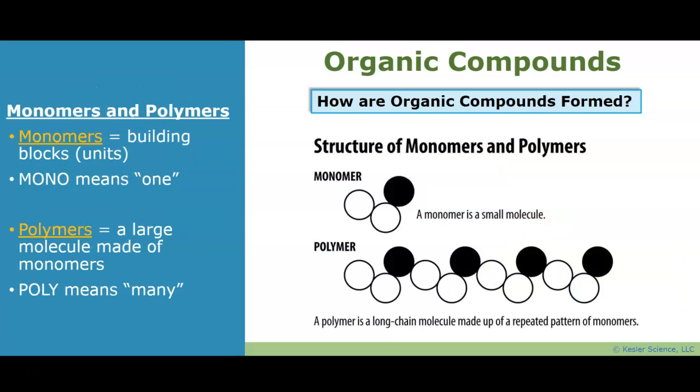Monomers and polymers. Monomers are the building blocks, and mono means one. Polymers are large molecules made up of monomers, and that means many. You can see some examples of a monomer and a polymer on the right.